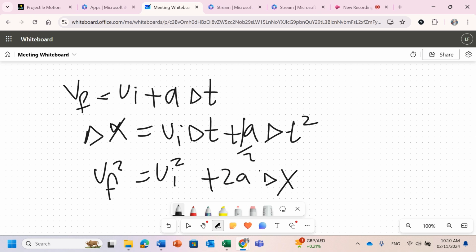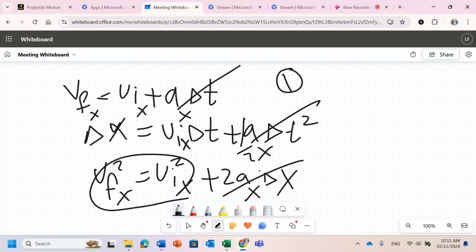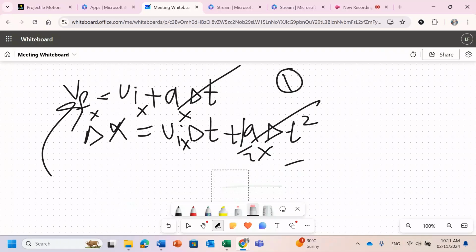Now, when we talk about horizontal motion, acceleration in the x direction is 0. So the second term here is gone. For the horizontal motion, V final in the x direction will equal V initial. This is the first equation. Second equation, delta x will equal V initial in the x direction times time. And the third equation, V final in the x direction equals V initial, the same as the first one. So in the horizontal direction, we will have only two equations.